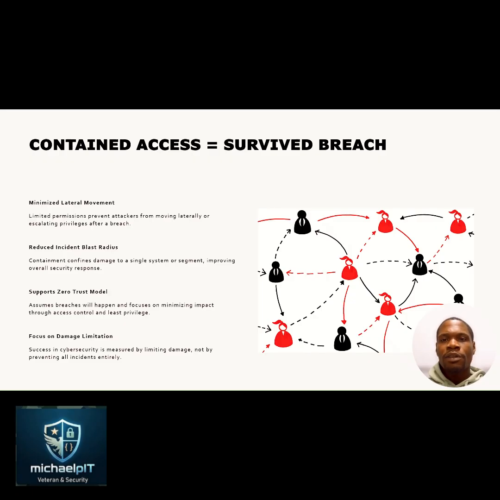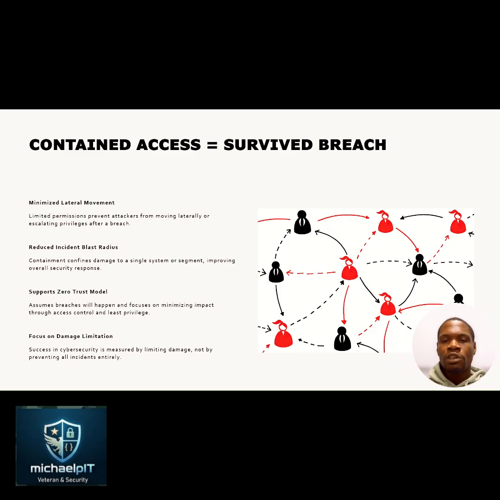In cybersecurity, we often talk about the blast radius. Think of a breach like an explosion. Without containment, the blast spreads through the entire building, destroying everything. With containment, the blast is confined to a single room. By limiting the damage to a single system or a specific segment of the network, we improve our detection, response, and recovery outcomes. It's much easier to clean up one room than it is to rebuild the whole house.